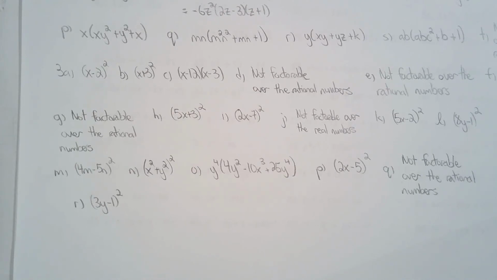If it's not, then it's not a perfect square trinomial. Like for 3G, it's x squared plus 5x plus 49. So the first and last term are perfect squares, but the middle term is not equal to 2ab, so it's not a perfect square trinomial. All right, so that's basically it for the unit.